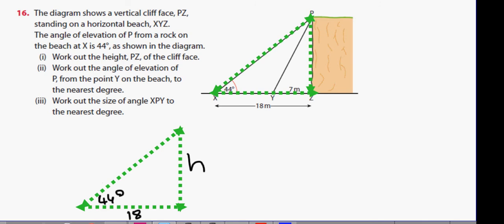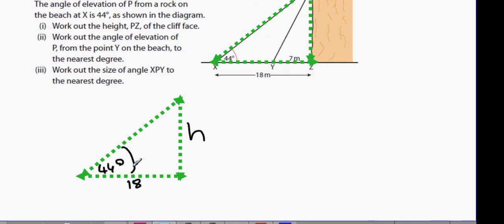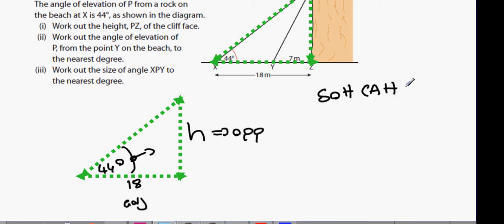So guys, what side do I want to know? Compared to the 44 degrees, is it the opposite, the hypotenuse or the adjacent? I want to know the opposite, which is H. And what side do I know? I know the adjacent side. So I write down my rhyme, and I pick whichever one, sine, cos or tan, I need to use. I have adjacent and I want opposite. Opposite and adjacent, I use tan.